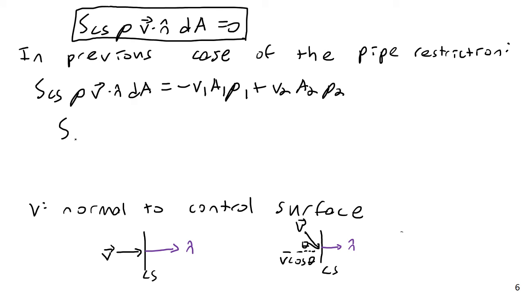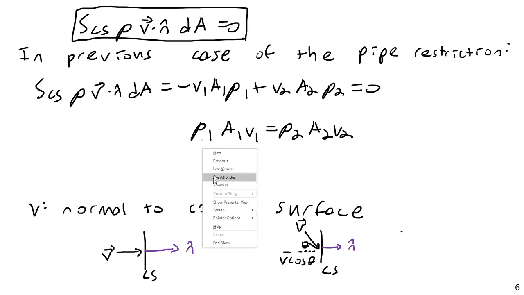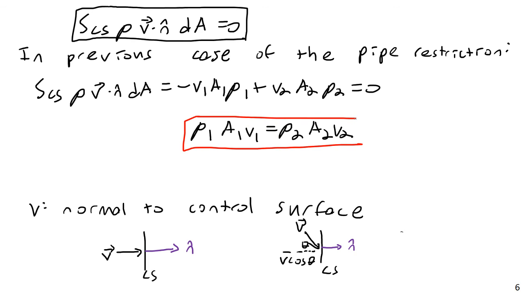So if I want to use this integral again, we have this, and this has to be equal to 0. And so from that we can get our relationship: rho 1 a1 v1 is equal to rho 2 a2 v2. And this is another general form of the equation of continuity for pipe flow.